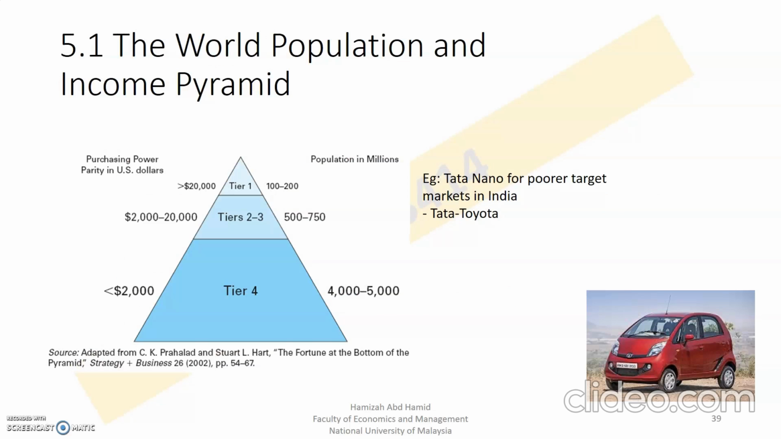What I meant by base of pyramid markets is this. Around the world, many people belong in the bottom or the base of the pyramid market. Low in income, but the population is high. So this breeds opportunity for basic scaled-down products. For instance, you have Tata Nano, which is a very basic car, targeted to poorer markets in India.